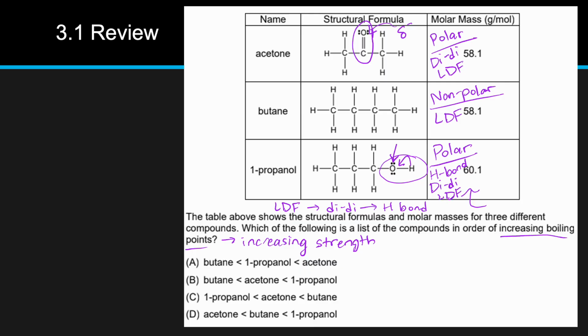So if we're looking for increasing boiling point or increasing strength, we're going to start with the weakest. The weakest, since they all have similar London dispersion forces, would be butane, because it only has LDFs. Then we will have our acetone, which has dipole-dipole forces, but does not have hydrogen bonding. So acetone will be in the middle. And then we will have our strongest intermolecular forces, which will be hydrogen bonding, with our 1-propanol. So the answer for this one would be B.